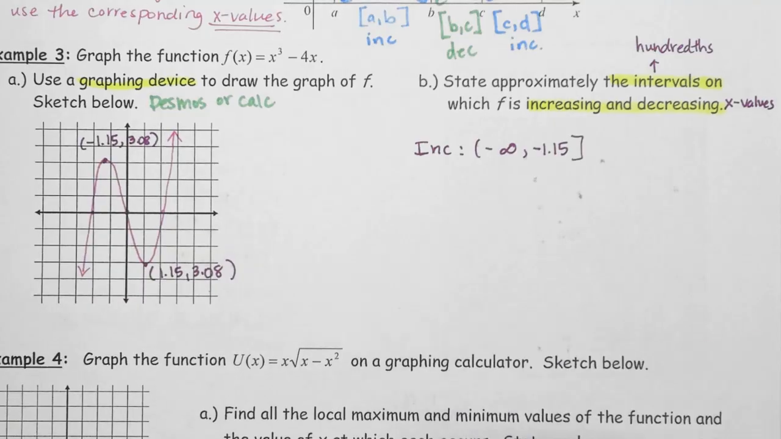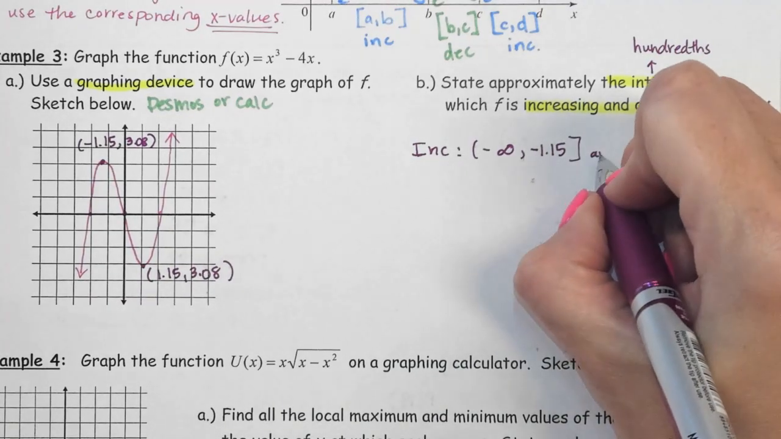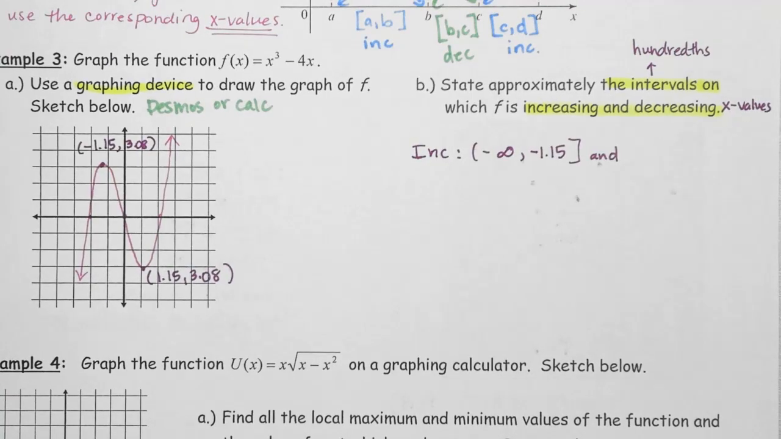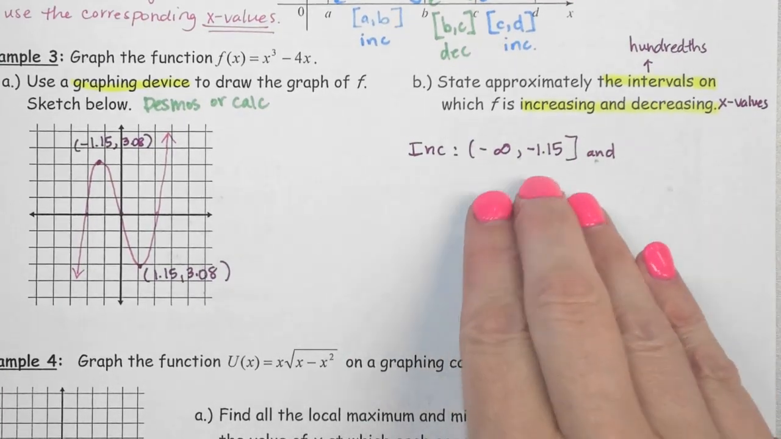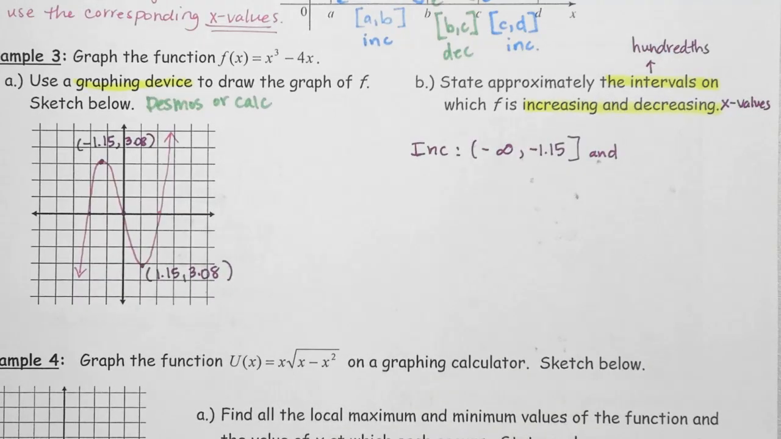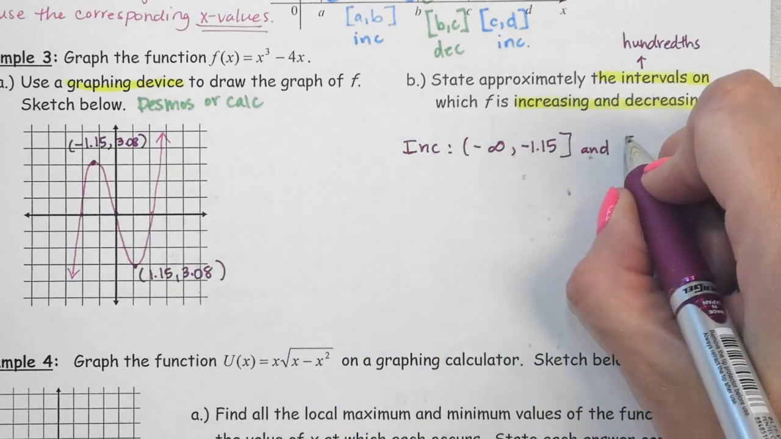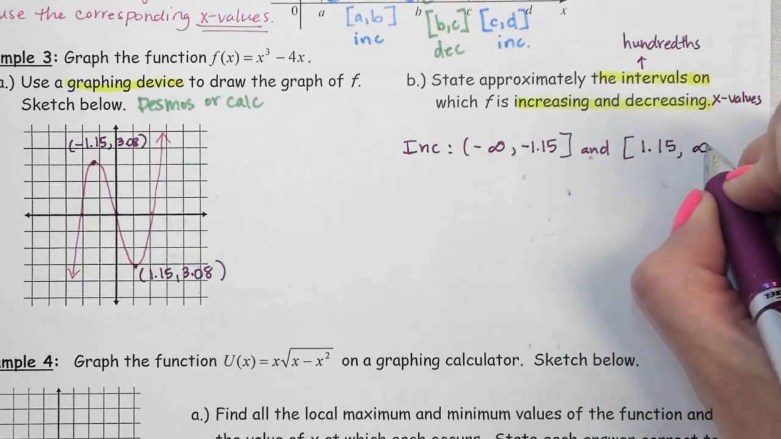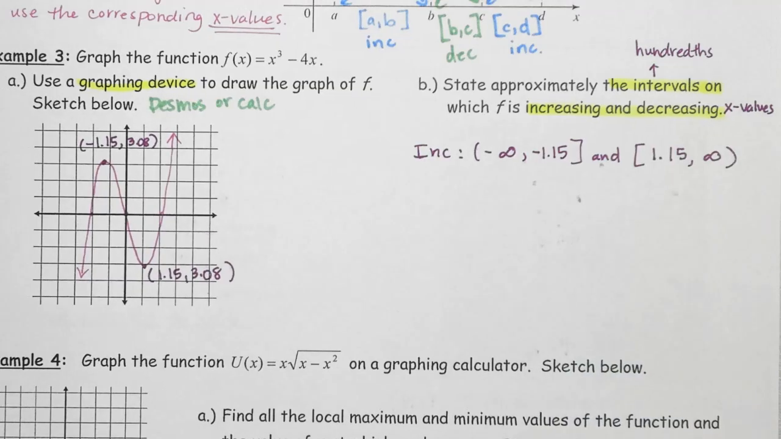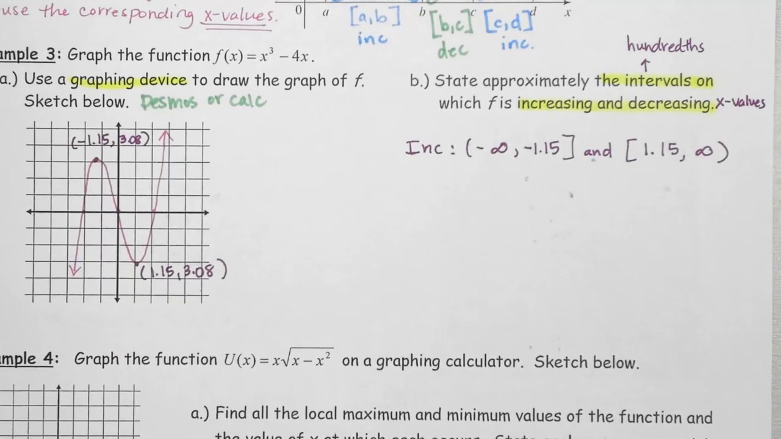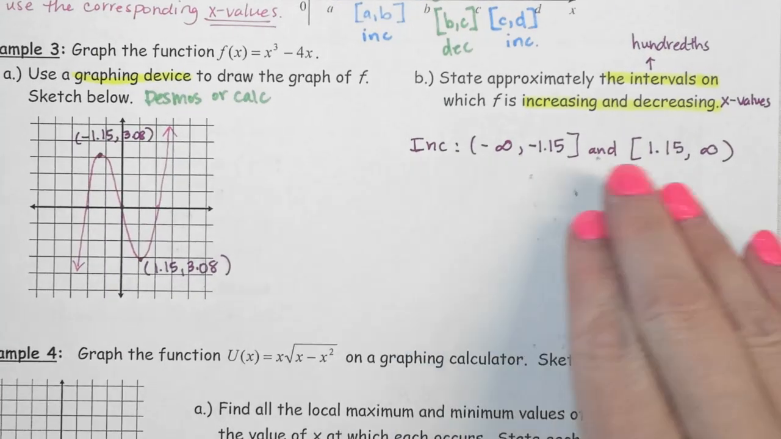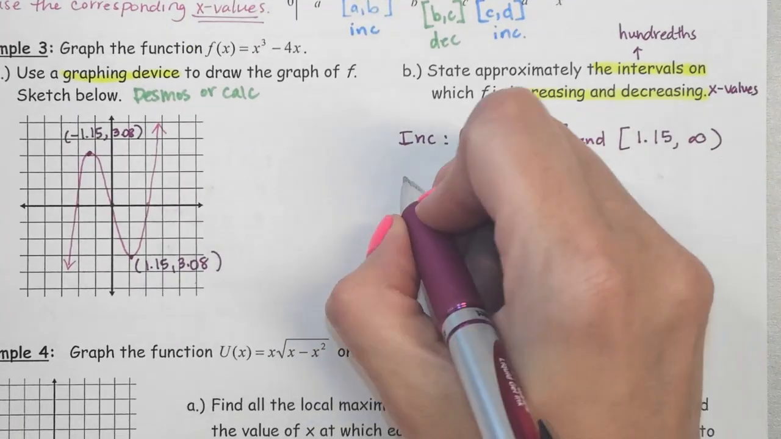Okay, and then there's another one. I just say and. This doesn't mean that you're going to use an intersection, because it's not an intersection. It's just that there are two increasing intervals. So you can say and, or you can put a comma in between. That would be fine. And I wouldn't mark it wrong if you put a union there. It's just that you're saying these two are the increasing.